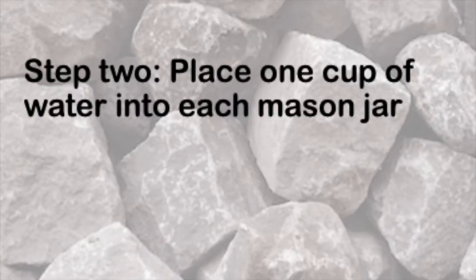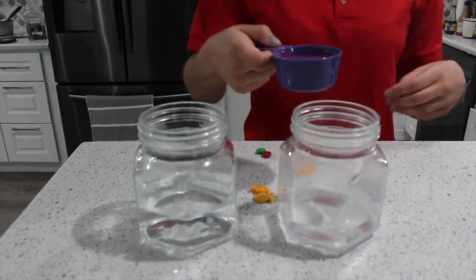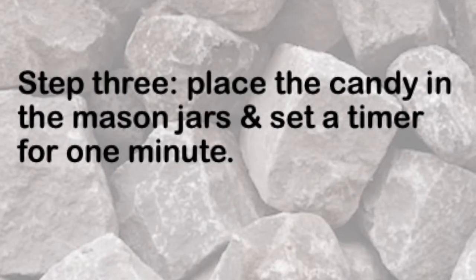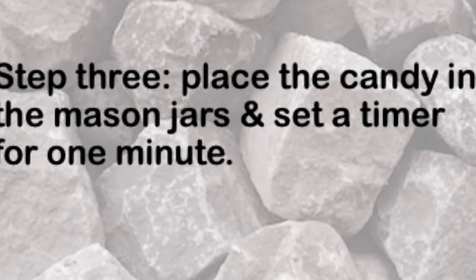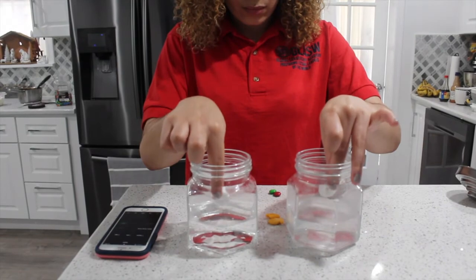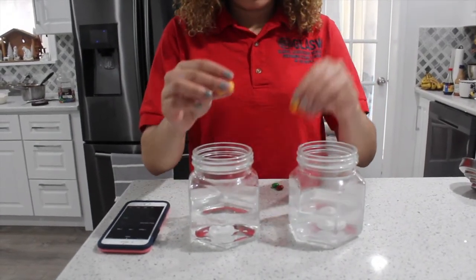Our next step is to place 1 cup of water into each mason jar. Next, you want to place the candy in the mason jars and set a timer for exactly 1 minute. I tried to place the candies in at the same exact time to get the most accurate results.